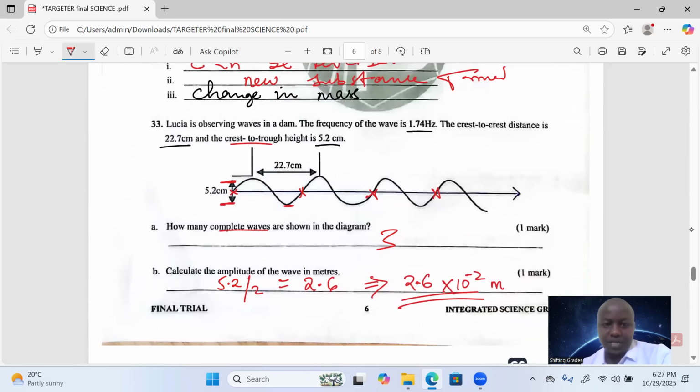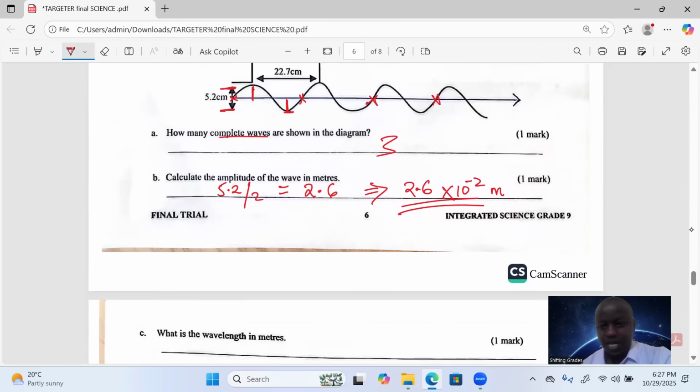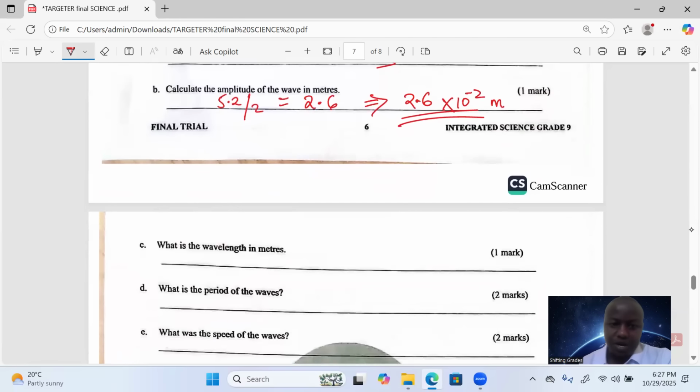But you should understand that when we talk about from crest to trough, it is the whole of that distance. Yet amplitude is this distance alone, or this one alone. So we have to divide that total distance by 2 for us to get what we call amplitude.